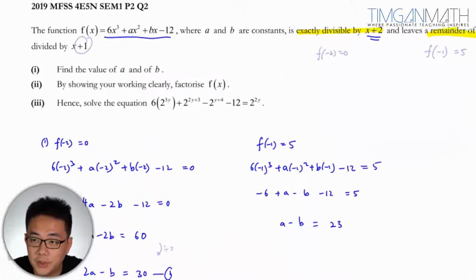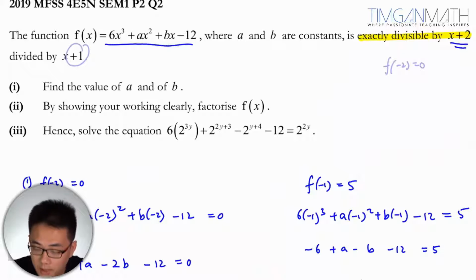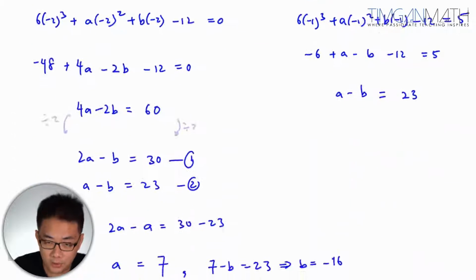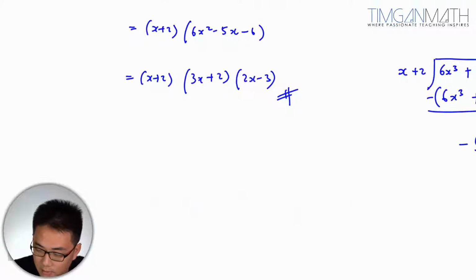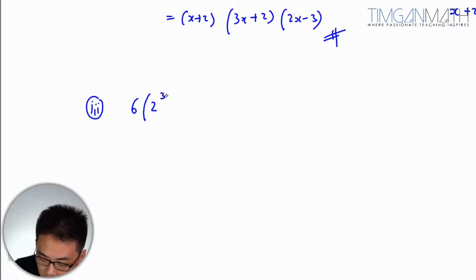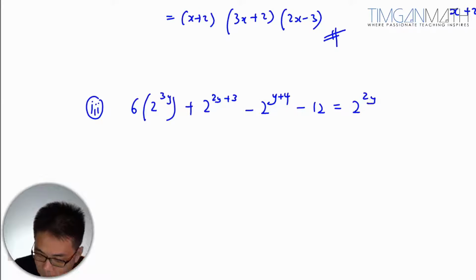Hence solve the equation. Here we need to be able to tell what the substitute is, as compared to what is given to us. I'm just going to copy that down first. So, hence solve this equation here, part 3, which is 6 times 2^(3y) plus 2^(2y) plus 3 minus 2^(y) plus 4 minus 12 equals 2^(y). Okay, great.